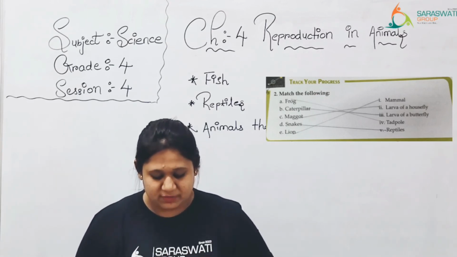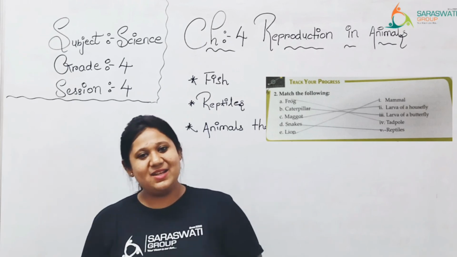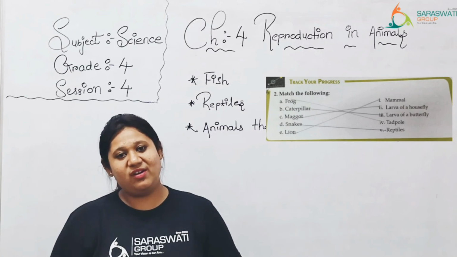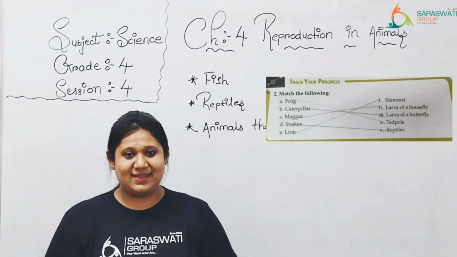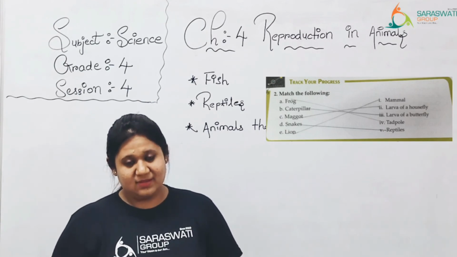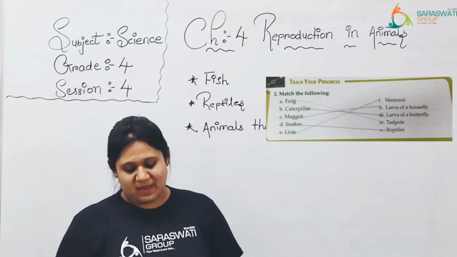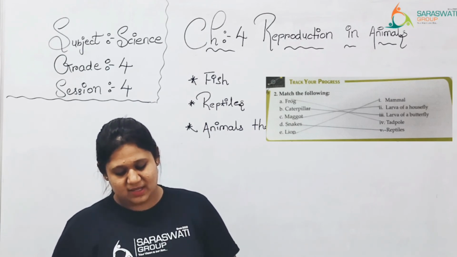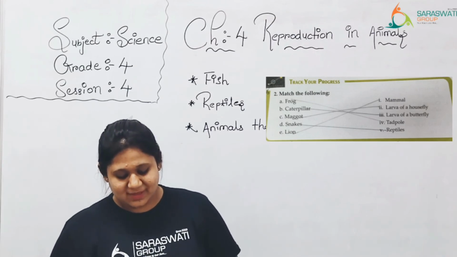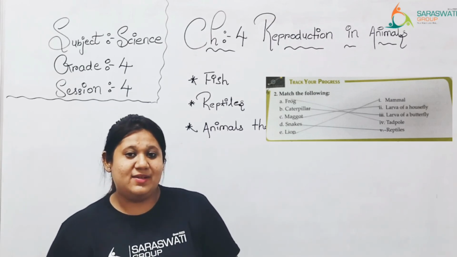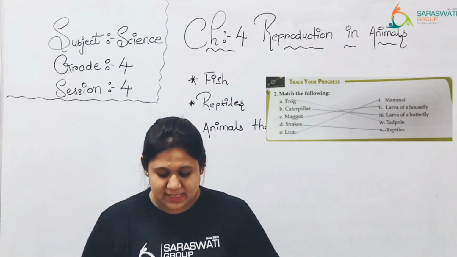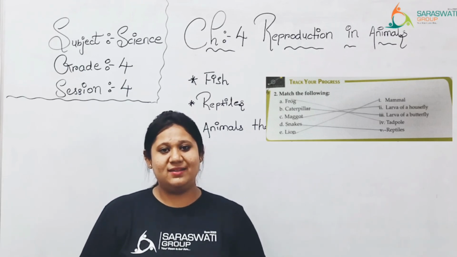Yes, the young one of a frog is called tadpole, and we are supposed to match A with number 4. Kids, use scale, okay? Now B, caterpillar. Caterpillar में क्या है kids? Mammal, larva of a housefly, larva of a butterfly, या reptiles. Yes, caterpillar is the larva of a butterfly. Then we are supposed to match B with number 3.